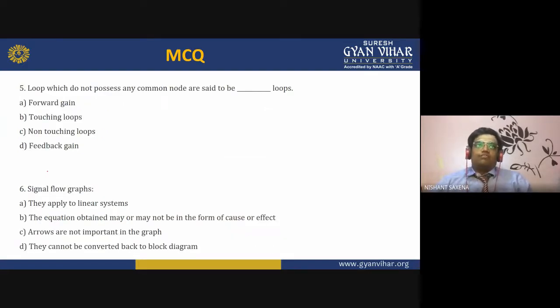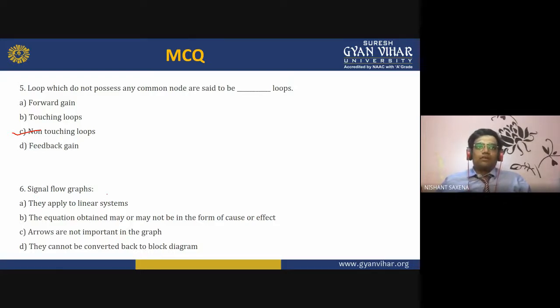Question number 5. Loops which do not possess any common node are said to be what? I've told you that if two loops do not have any common node, those are called non-touching loops.